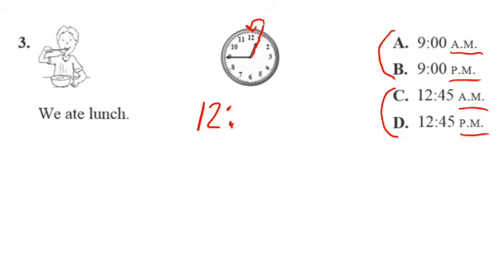Now I have to figure out the minutes. Right now the minute hand is pointing at the 9. If I don't know automatically what that is, I can count by 5s. 5, 10, 15, 20, 25, 30, 35, 40, 45. I know it is 12:45. Now I can cross out my 9 a.m. and my 9 p.m. because those are not what the clock says. Now I have to think about what the person is doing. It says the person is eating lunch.